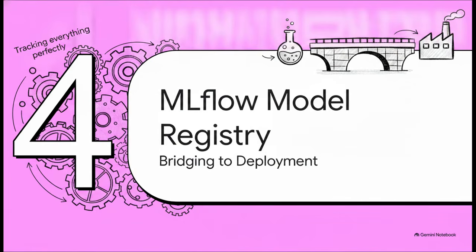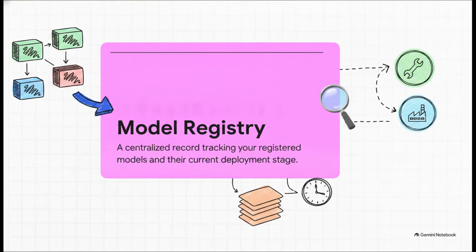All right, section 4, the MLflow model registry. So once you have finally identified your single best performing model, MLflow gives you the model registry. This is a centralized record where you formally register that winning model and track its exact deployment stage, whether it's currently just in staging or if it's live and active in production.